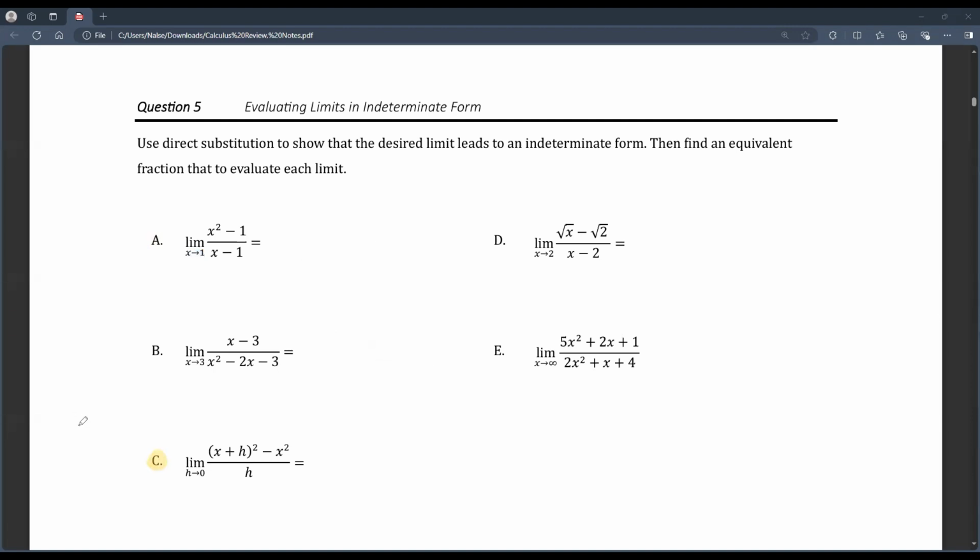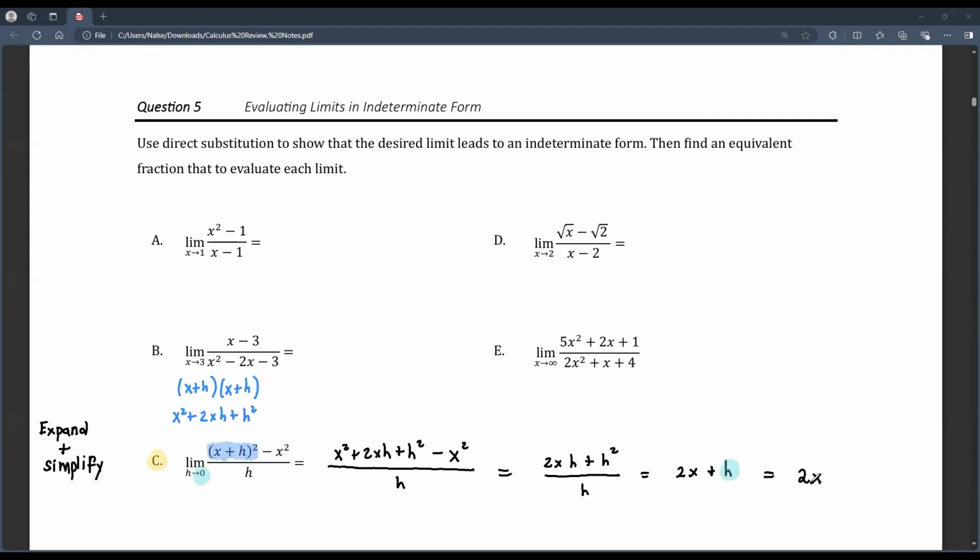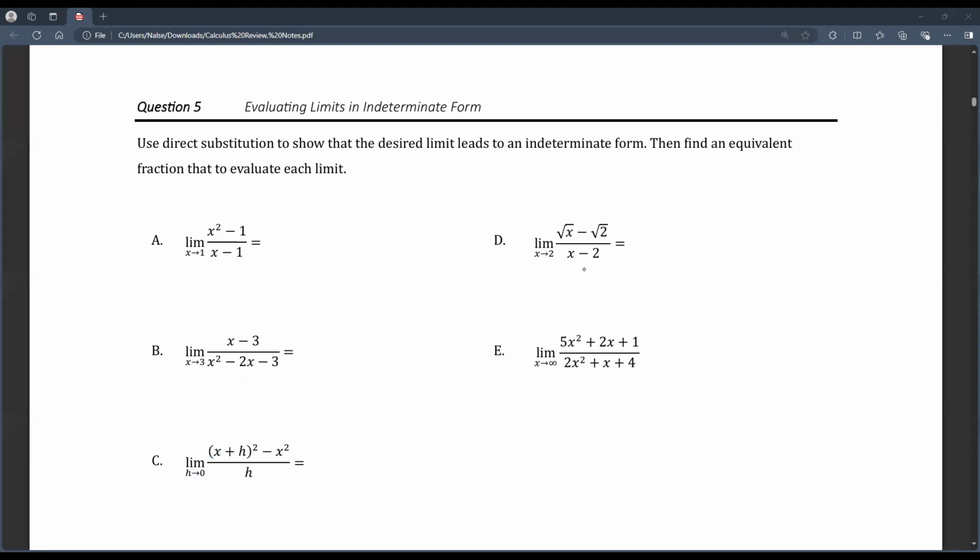It requires expansion to simplify the expression. See if you can expand and simplify the expression to get the correct answer. The limit should be 2x. Now, part D can be answered through factoring or through multiplying by the conjugate. Try to follow both strategies.